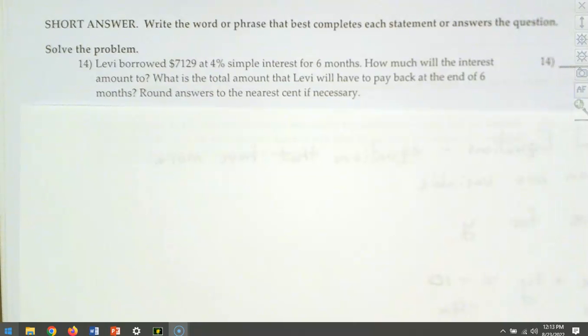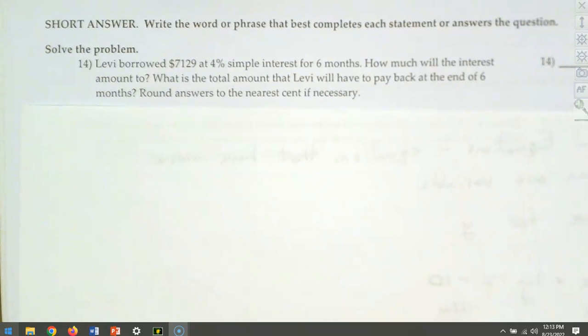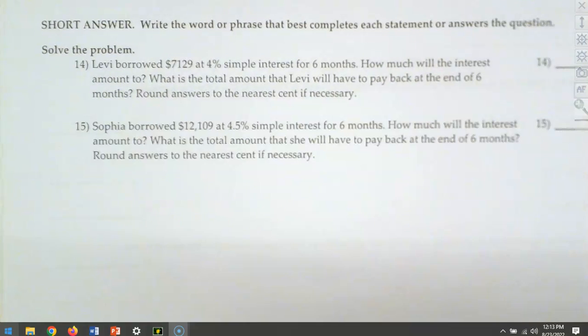So Levi borrowed $7,129 at 4% interest for 6 months. How much will he have to pay in interest? And what will his total amount that he has to pay back be? So we need to find the interest and how much money he has to actually pay back. And we're going to round this to the nearest cent. So we're going to go ahead and look at that.